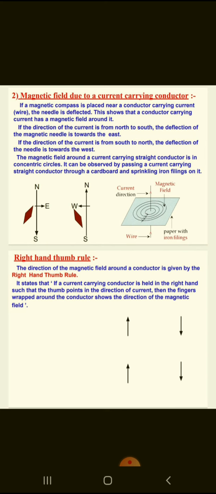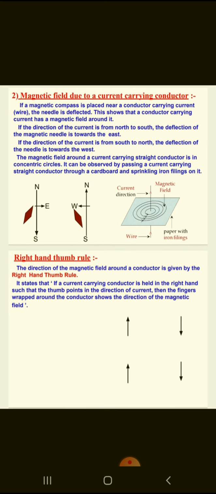So we learn here that if the direction of the current is south to north, it will deflect towards the west. SNOW. Now for the other one, north to south, we will reciprocate it. If the direction of current is south to north, then the deflection is towards the west. Similarly, if the direction of current is from north to south, the direction will be towards the east. By this method we can easily detect the direction of the magnetic field.